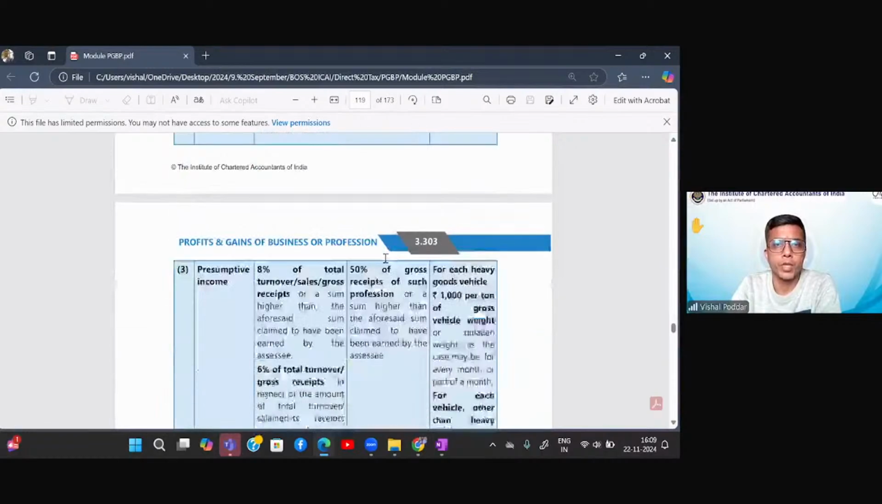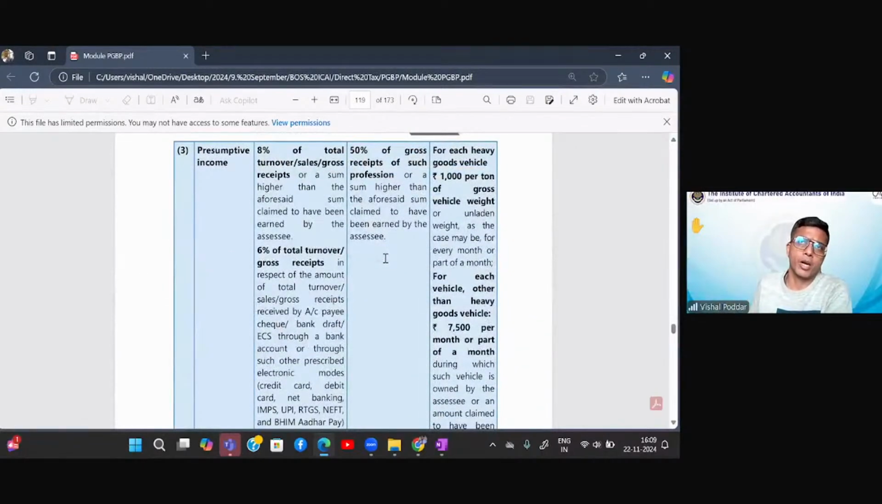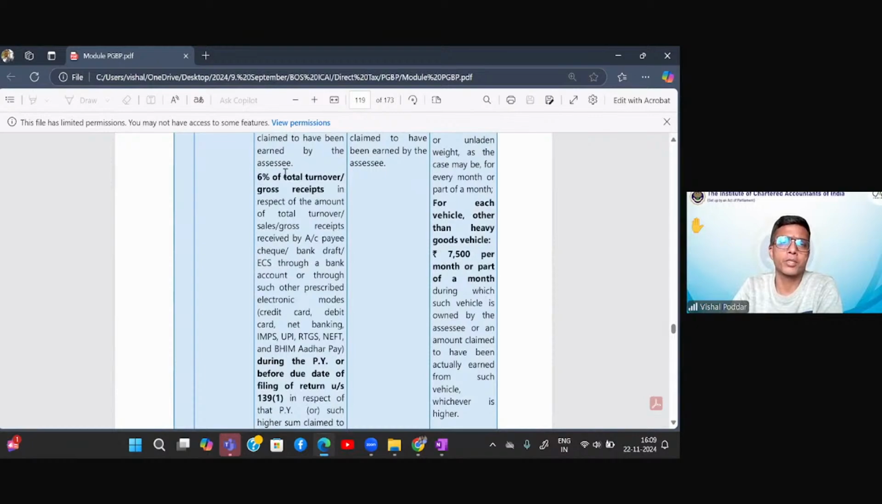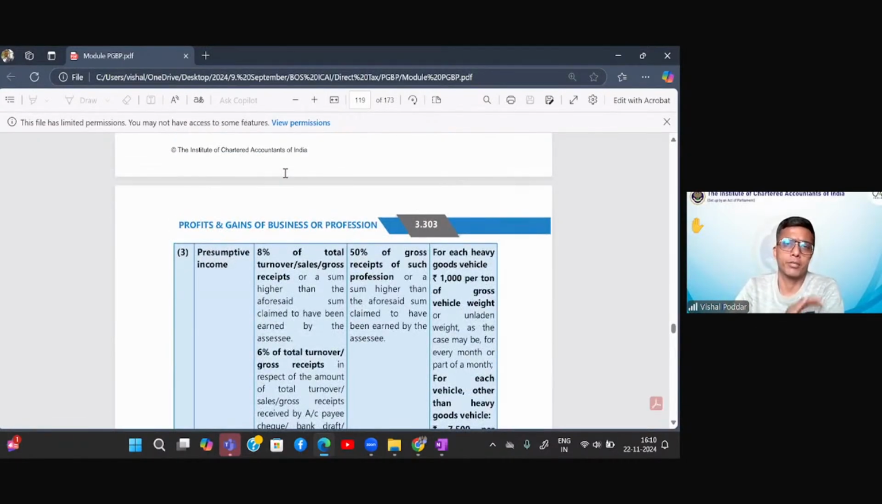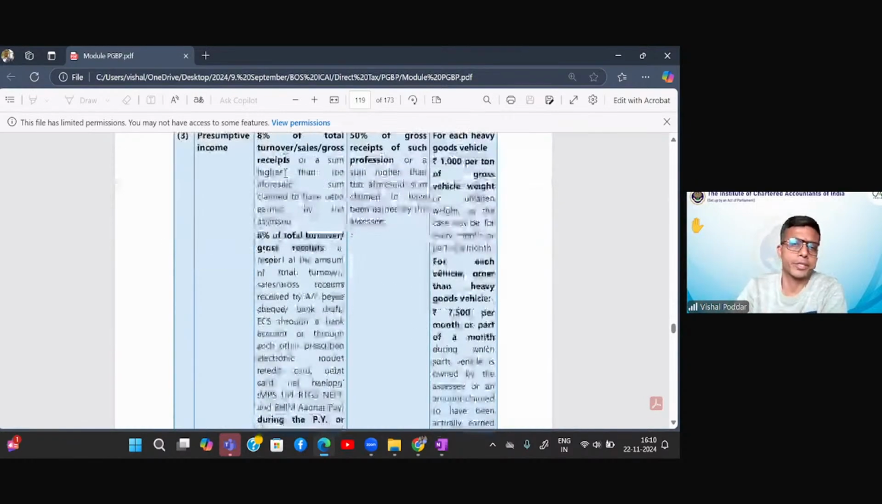Now, if you satisfy all these conditions, then how would your income be computed? Your income would be computed straightforward. No need to add or less, no need to study the entire PGBP chapter. You can keep the entire PGBP chapter aside. Your income is straightforward. It is 8% of regular turnover, 6% of banking turnover. So anything coming in bank, 6%. Anything in cash, it is 8%. This is your final PGBP income, no addition, no subtraction.